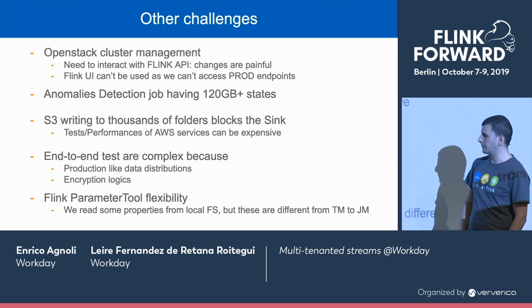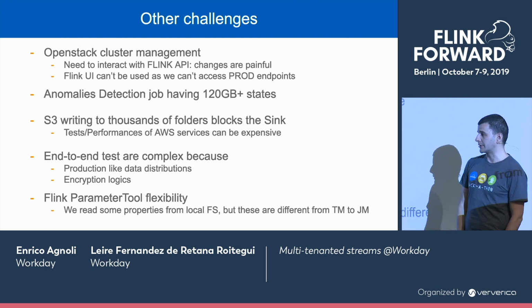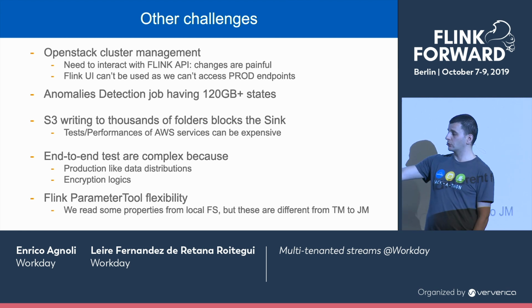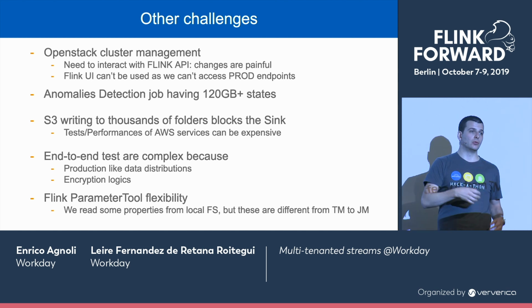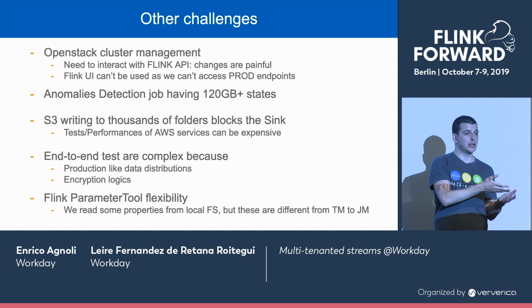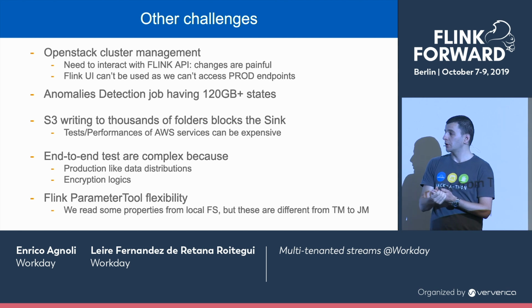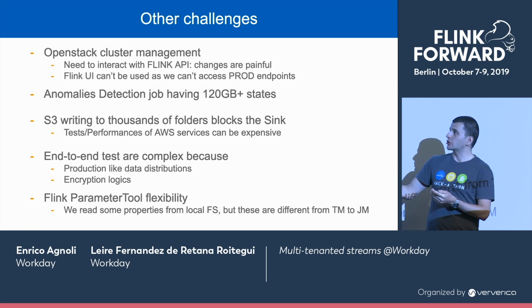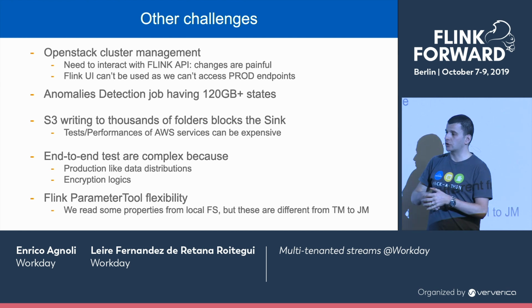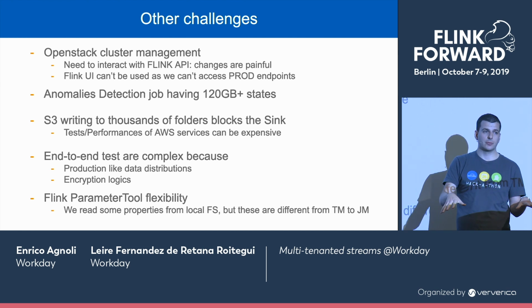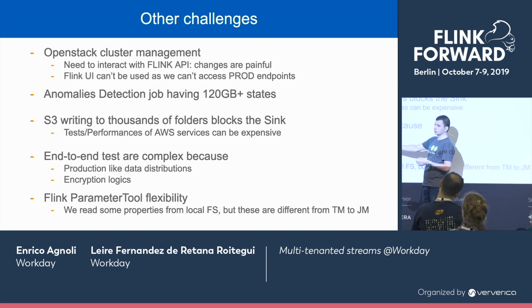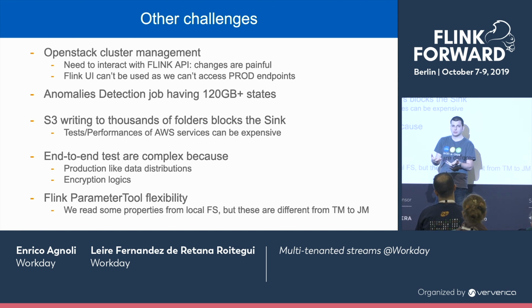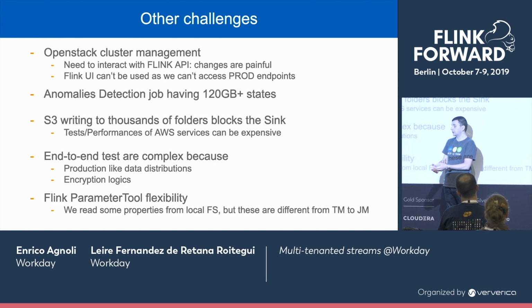Another last challenge, let's say, is that we use the ParameterTool. The ParameterTool is the suggested way in Flink to read parameters from the job manager and then pass them to operators. Our system, OpenStack, distributed some parameters directly on the machine, on the file system. So we extended the ParameterTool to read this information from the file system, add it to the ParameterTool, and then it can be distributed to operators.